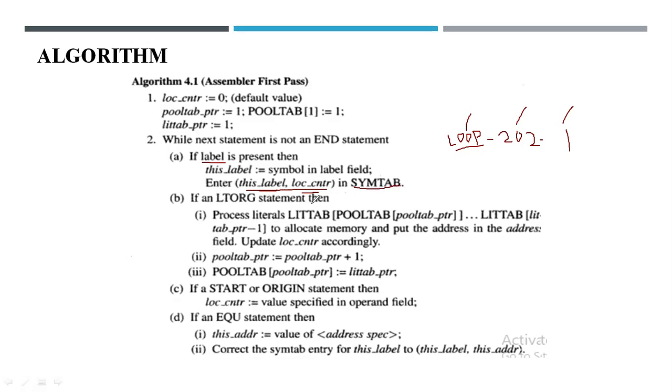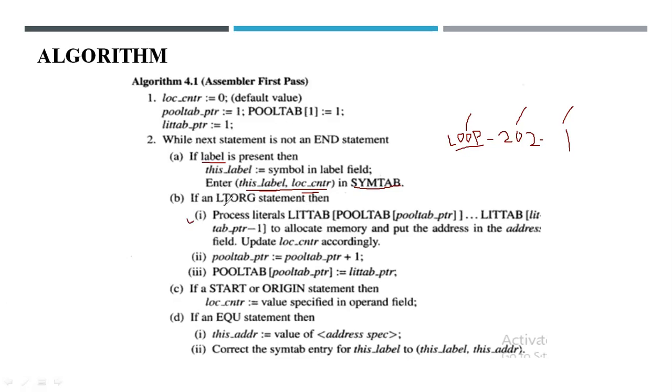Next is if an LTORG statement. We have seen that after encountering an LTORG statement, whatever literals are there in the literal table will get allocated some memory. In the program, you can see equal to 5 is allocated 211 and equal to 1 is allocated 212. So let us see how that is processed.